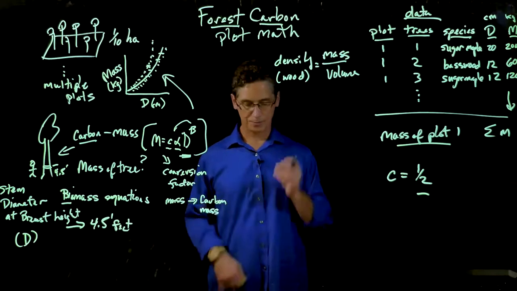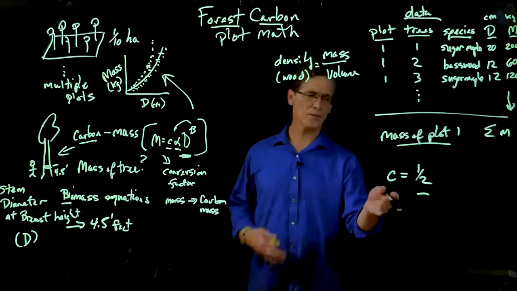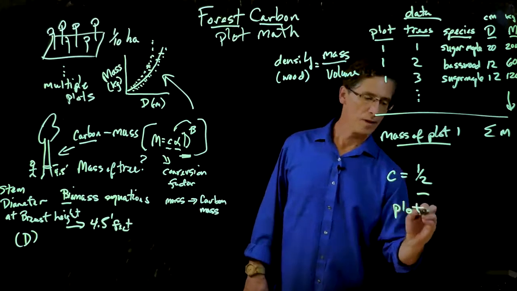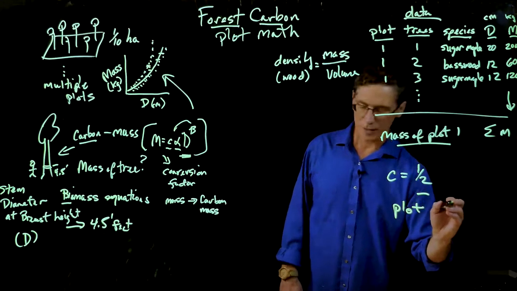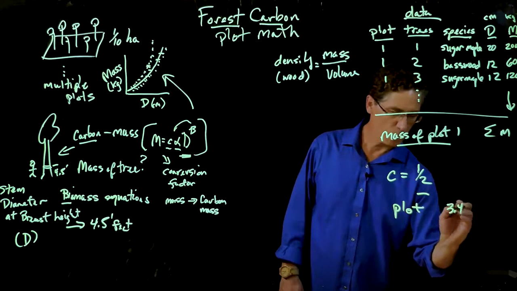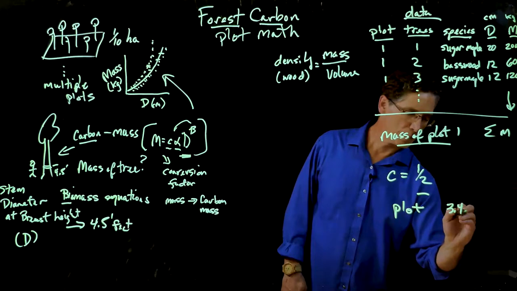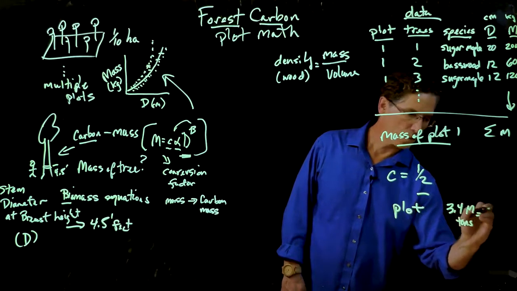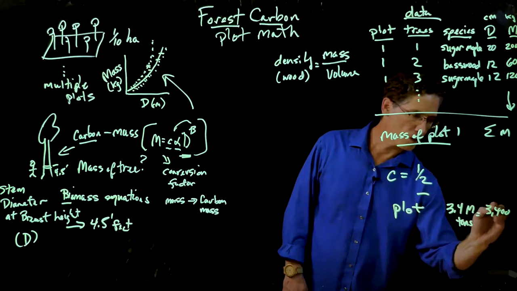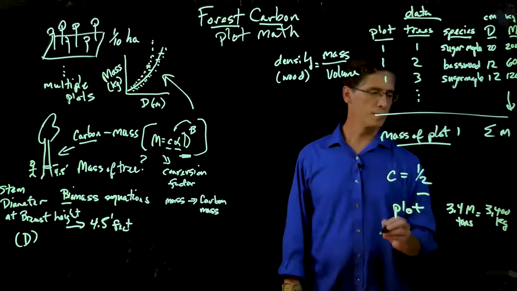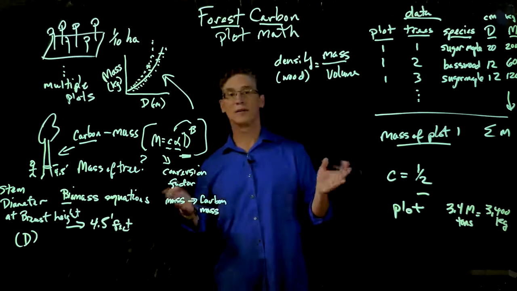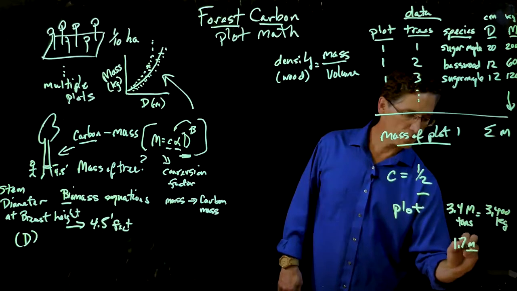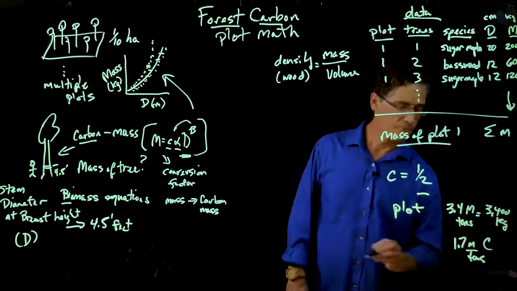So just to give some realistic numbers, let's say plot 1 has a mass of about 3.4 metric tons, which equals about 3,400 kilograms. About half of that is carbon, so that's going to be 1.7 metric tons of carbon.